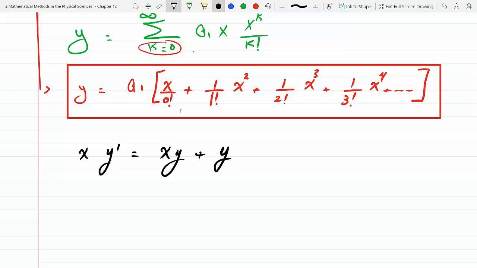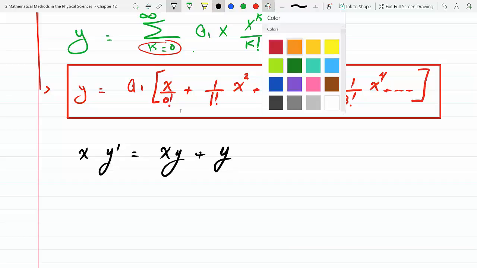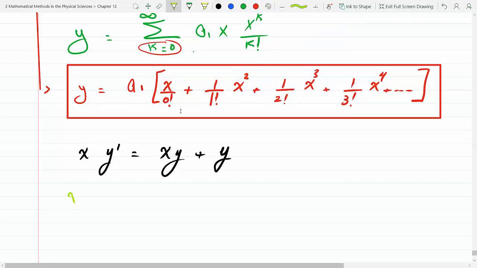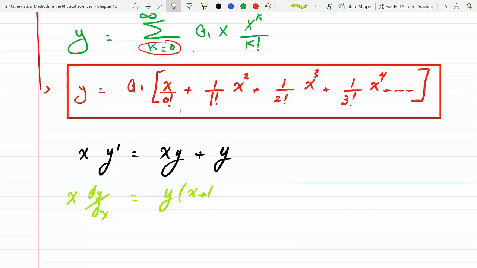So y prime is dy over dx, so I get x dy over dx. I'm going to factor a y here, so this is x plus 1. Separate the variables, dy with y, dx with x. So I'm going to multiply dx on the right hand side and divide by x, and divide by y on the left. So this is dy over y. And now I'm going to integrate both sides.